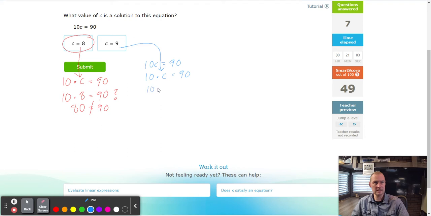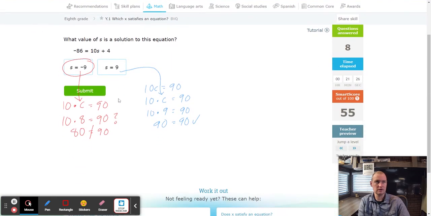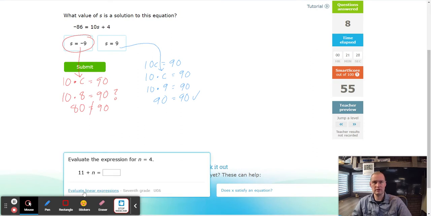So we got 10 times 9 equals 90. And 10 times 9 is 90, equals 90. That is absolutely beautiful, and that's what we're looking for. So both sides match. We're going to select C equals 9 because that's the one that actually works. All right, so we're at a smart score of 55.